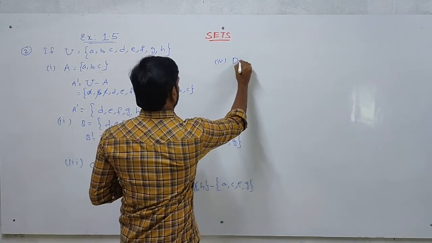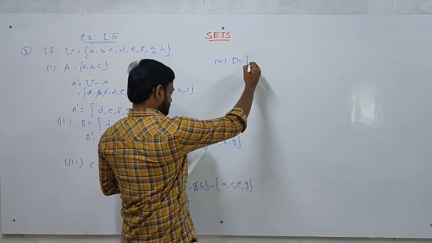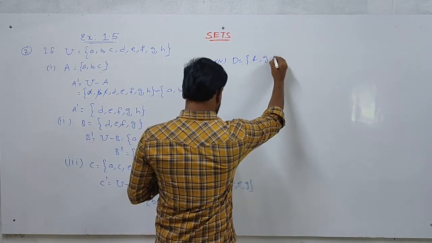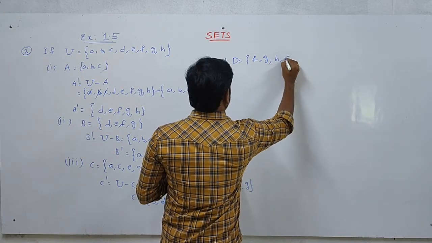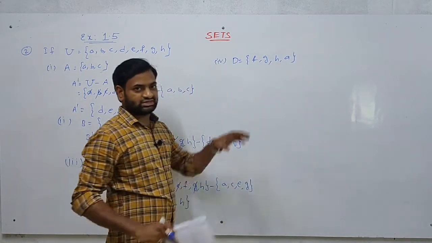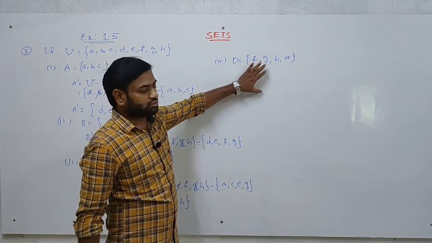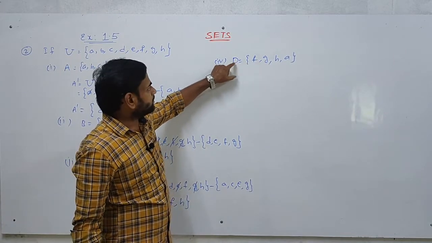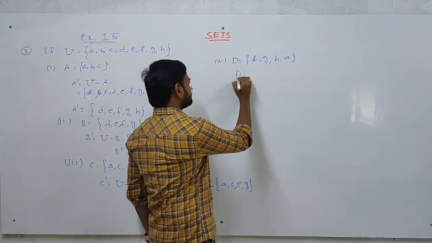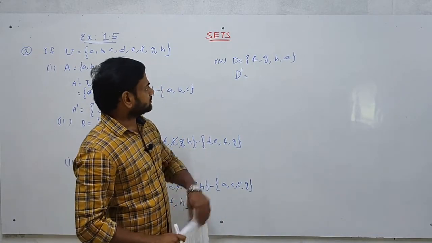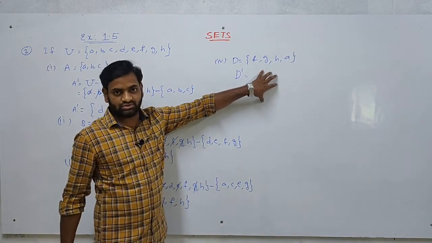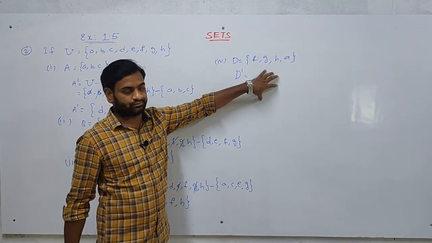Next, another one is there. Fourth one, D equal to F, G, H, comma E. You try this one. You solve this problem. So complement of D is D dash. Find D dash. This one you have to try. So you solve this problem.